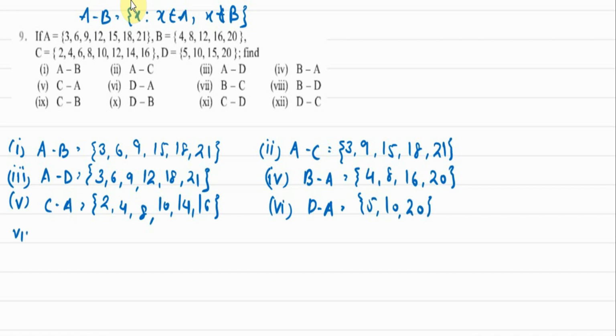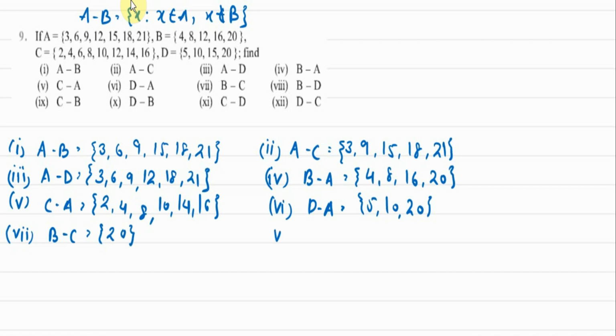Now part 7 we have, it says find out B minus C. That means all the elements which are present in B but not in C. Now B has 4, 8, 12, 16, 20. C has all these elements except 20. So B minus C will be the set which is having element 20 in it. So this is B minus C.